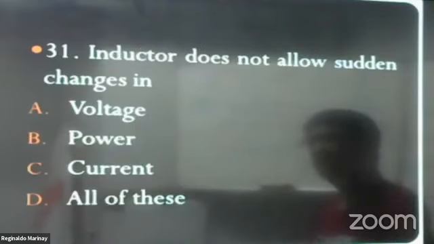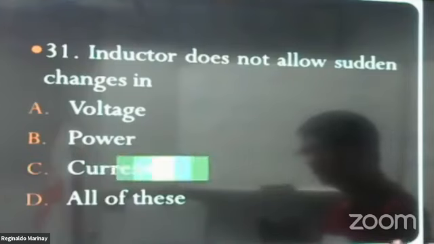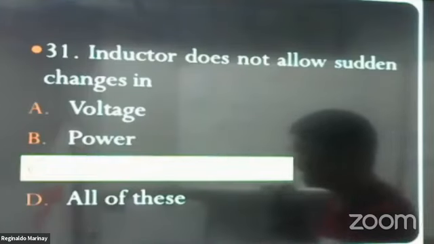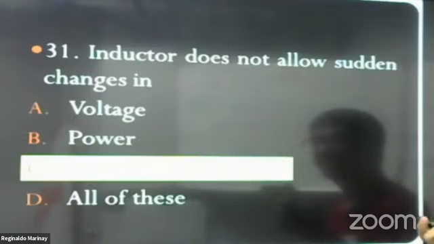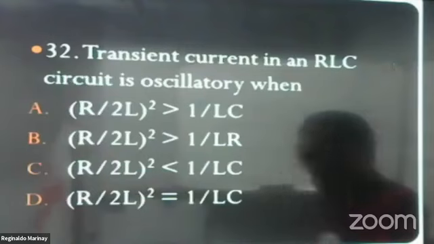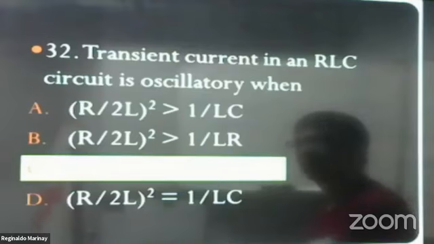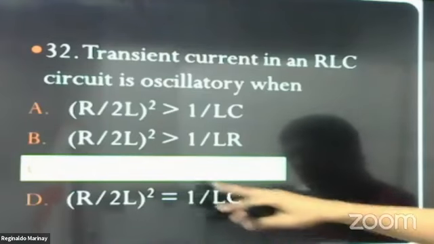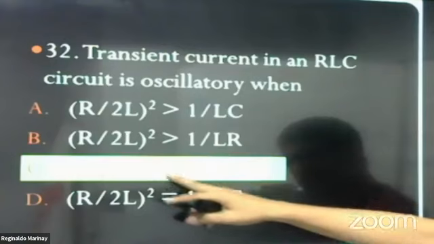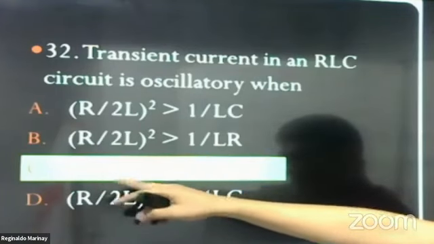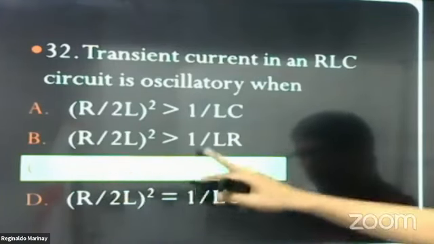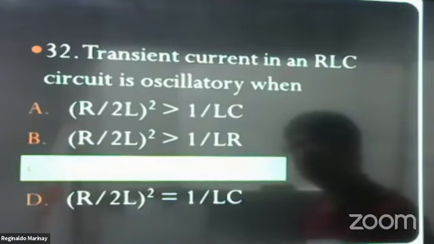Inductor does not allow sudden changes in, gaya ng sinabi ko kanina, ano yon? Current. Not current, ha? It's current. Just say class current. Okay, current. Transient current, of course, in RLC circuit is oscillatory when, okay, so more oscillating siya pagka ito ay less than R squared over 2L squared is less than 1 over LC, no?